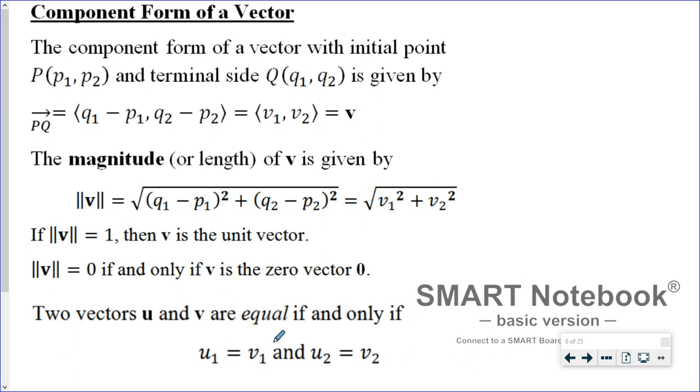Two vectors u and v are equal if and only if their corresponding components are equal to each other. So if we have vector u equal to u1, u2 and vector v equal to v1, v2, then if their first components are equal and their second components are equal, we say that the vectors are equal.